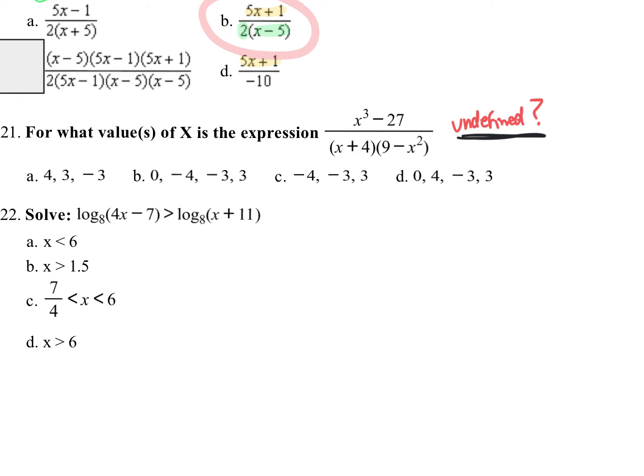But you know what? Instead of jumping right into thinking what value will make it 0, right? Because when you divide by 0, it becomes undefined. Instead of jumping right into that, I mean, that's pretty clear right there. But how about this guy? Let's take a look at that 9 minus x squared.